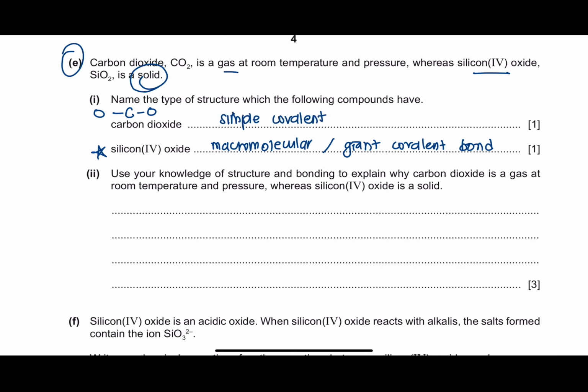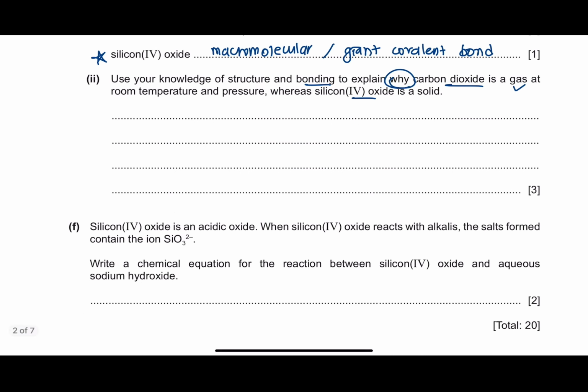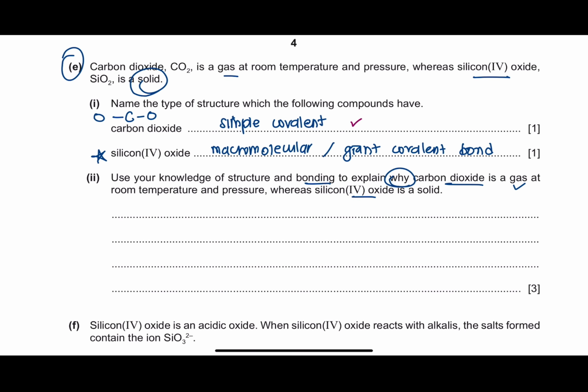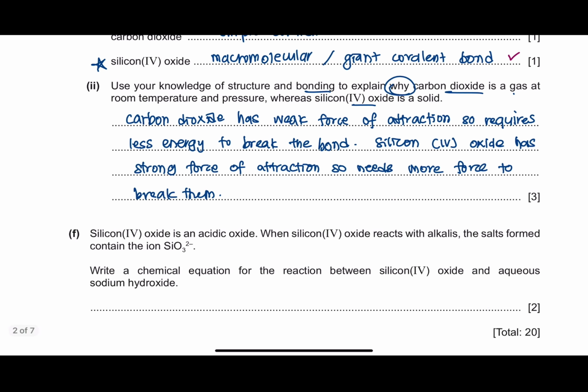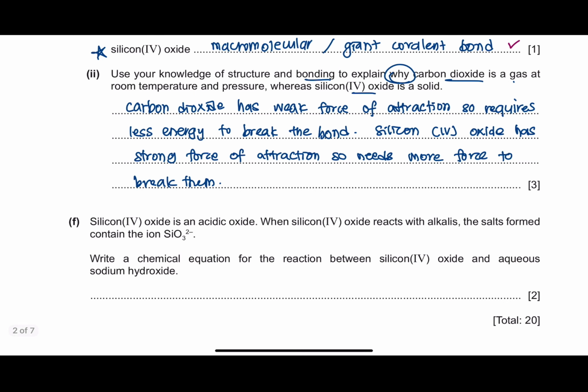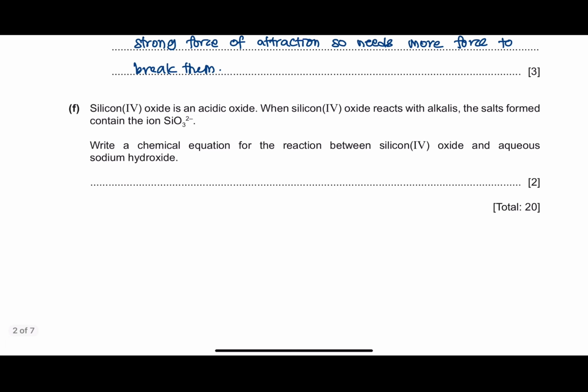Now question 2. Use your knowledge of structure and bonding to explain why carbon dioxide is a gas at room temperature and pressure, whereas silicon oxide is a solid. Now again, this question is similar to the one that we have discussed before. A simple covalent structure has weak forces, whereas a macromolecular structure has very strong forces between them. So your answer could say that carbon dioxide has weak forces of attraction, so it requires less energy to break the bonds, whereas silicon oxide has strong forces of attraction, so they require more energy to break them apart. That is why they are in a solid state.